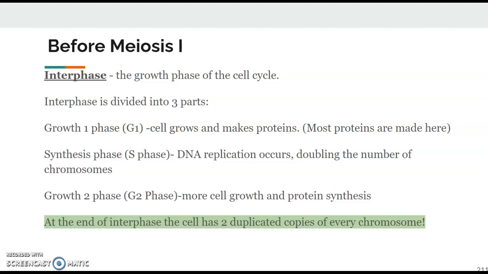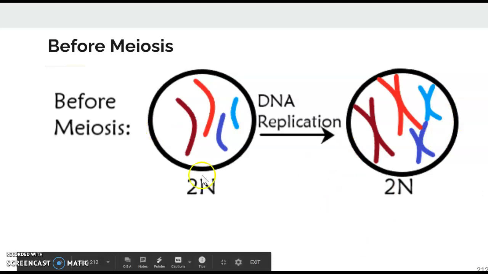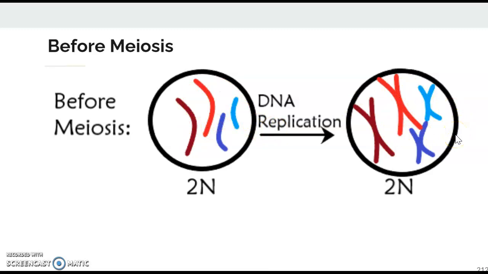So a cell that has, let's say, 7 pairs is going to end up with 14 pairs, right? Because everything is going to be duplicated at the end of interphase, right? So again, if you started with one of each, you're going to end up with two of each. If you started with two of each, you're going to end up with four of each. So duplication is going to happen, right? And that probably should say 4n.